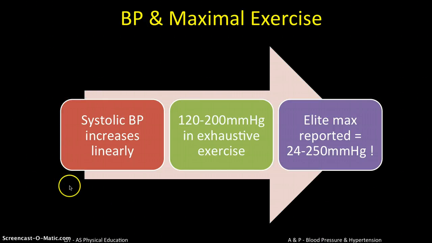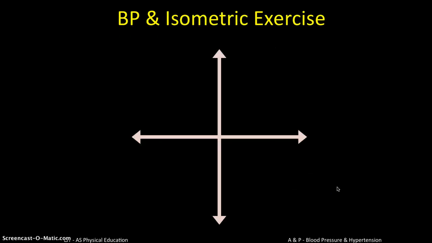Maximal exercise, however, systolic blood pressure increases linearly, and also diastolic does. So it can go particularly high, possibly even higher with extreme exercise, as we saw in the graph before. Some elite athletes have recorded 240 to 250 millimeters of mercury, so very, very high. That should be 240, not 24.